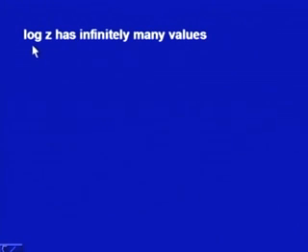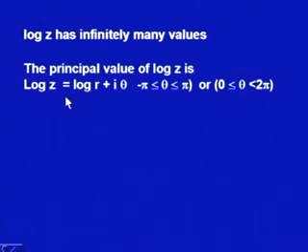One can notice from the earlier formula that log z has infinitely many values, and the principal value of log z is written as Log z. Notice the difference. This is equal to log r + iθ, where θ varies from -π to π, or sometimes we take θ from 0 to 2π.